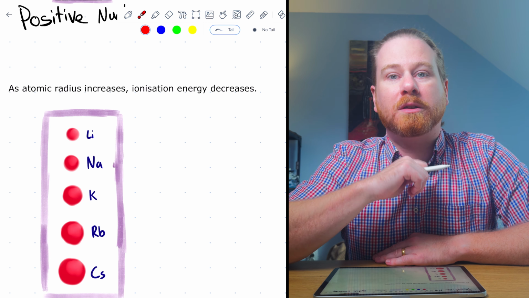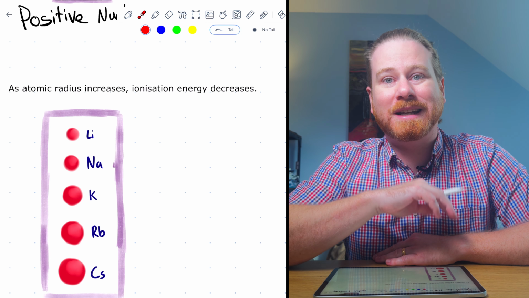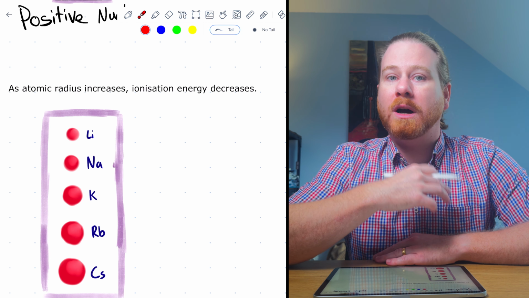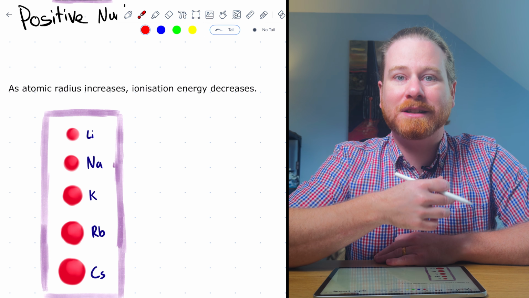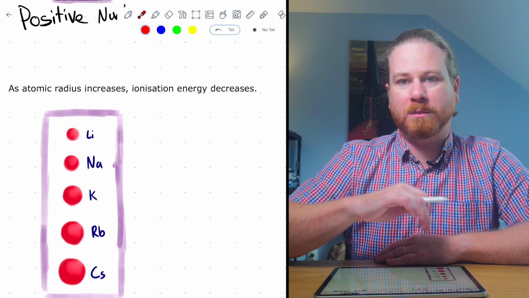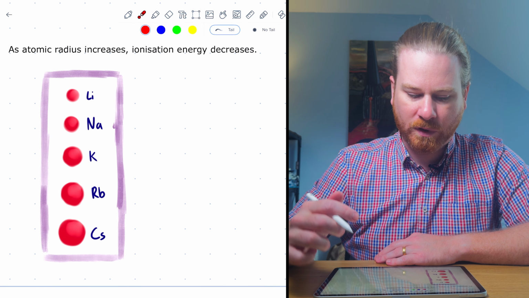With a dog, the further away it is from the sausages, the less likely it will go after them. So less energy is needed to move the dog away from the sausages. Let's have a look at our example here.